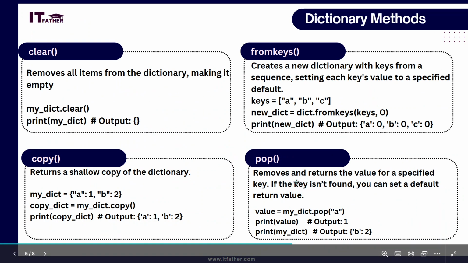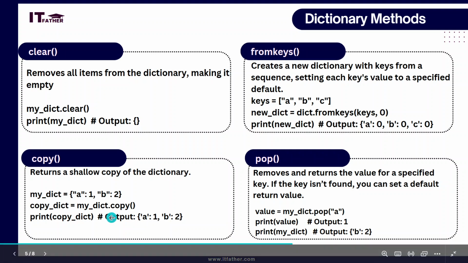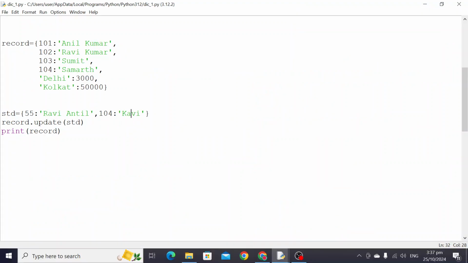Next we have the clear function. The clear function removes all the items from the dictionary, making it completely empty. It is a simple process: use the dictionary dot clear method, and automatically your dictionary will be completely cleared. So let's have an example of this also. We are showing you a practical example so that it is not only a concept, there is proper demonstration.